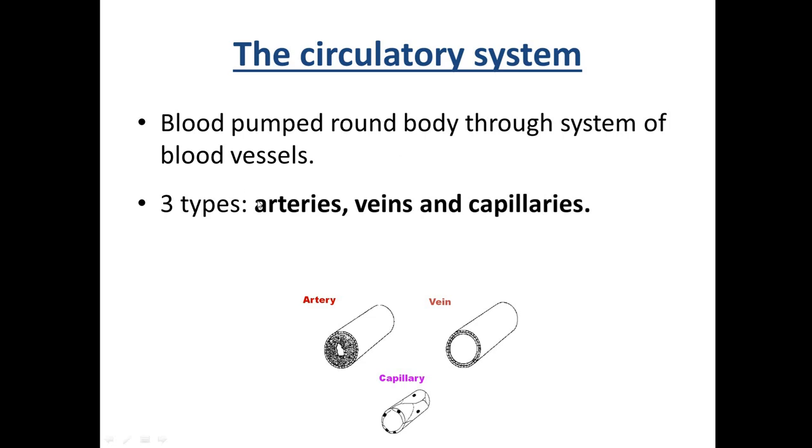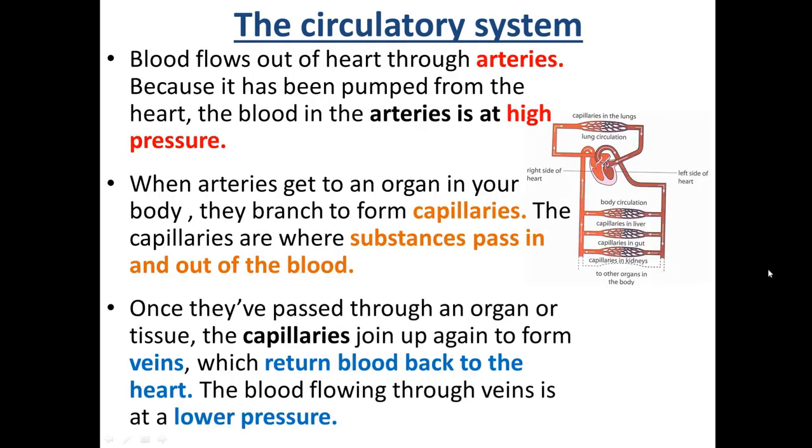Arteries carry blood away from the heart and veins carry blood in to the heart, and then capillaries go through the tissues of the body. Blood flows out of the heart through arteries because it's being pumped at high pressure. Then when the arteries get to the organs, the rate of blood flow is slowed down and the arteries branch off to form capillaries.